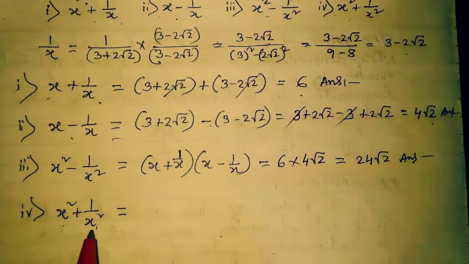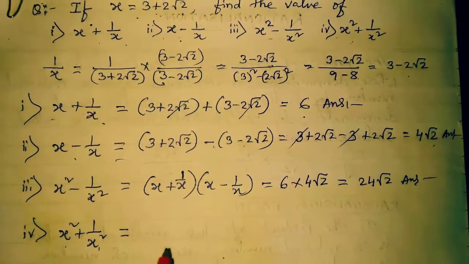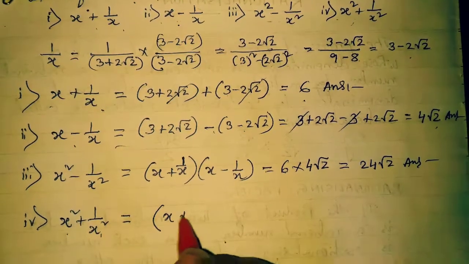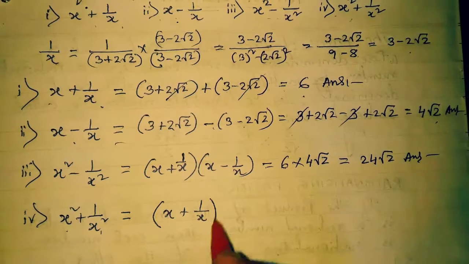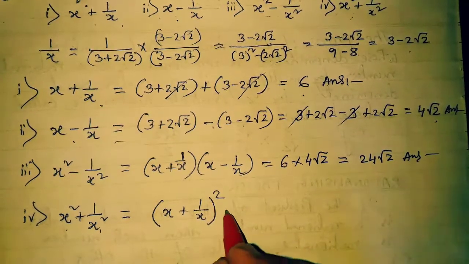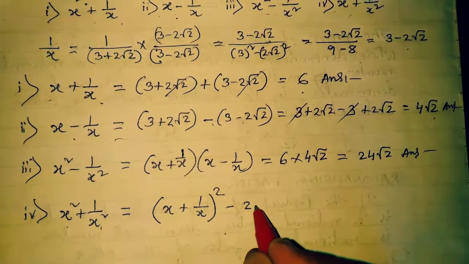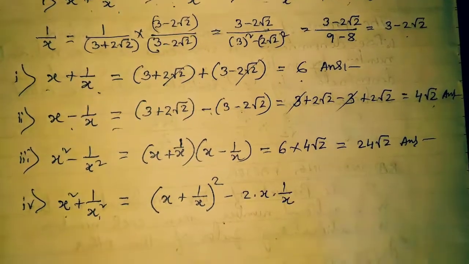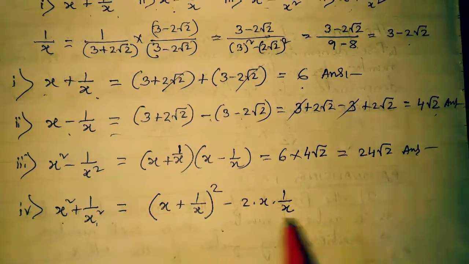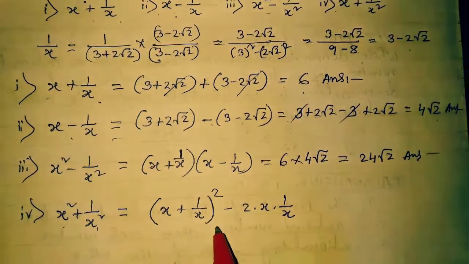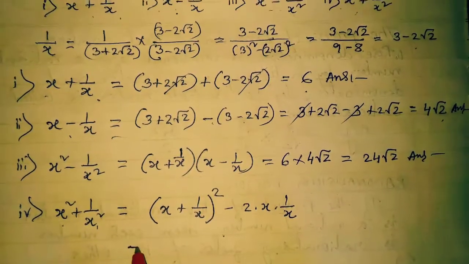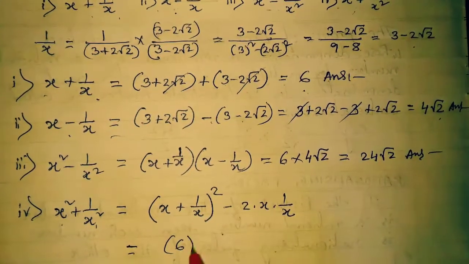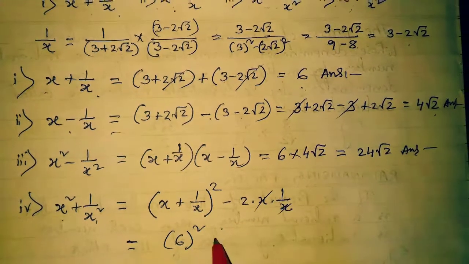Student, you know the formula of a square plus b square. A square plus b square formula is what? A plus b whole square minus 2ab, that is, 2 into x into 1 by x. Or a minus b whole square plus 2ab. But we'll take this x plus 1 by x here. So x plus 1 by x, the value is 6. So we'll put the value of this 6, and this x and x will be cancelled, minus 2.